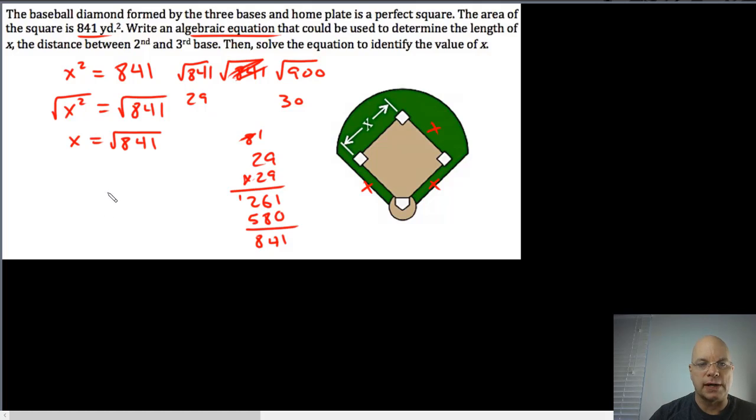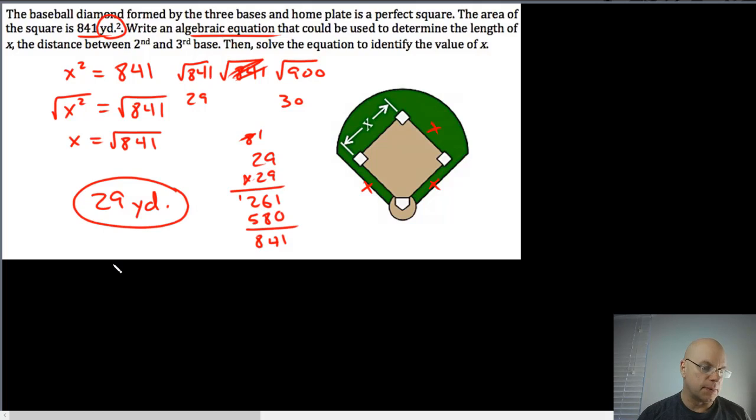The side length is 29. The units were yards squared, so this distance would be one-dimensional. It's a piece of a line, so yards. 29 yards for that distance from second to third base, or between any two bases. Okay, that completes page 1. We'll continue the review with page 2 on the next video.